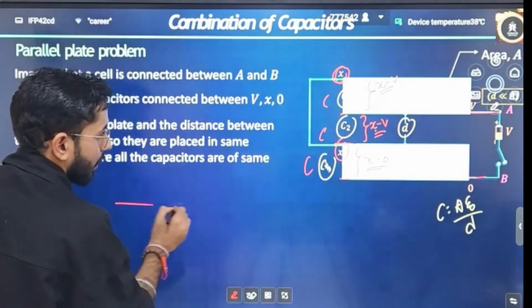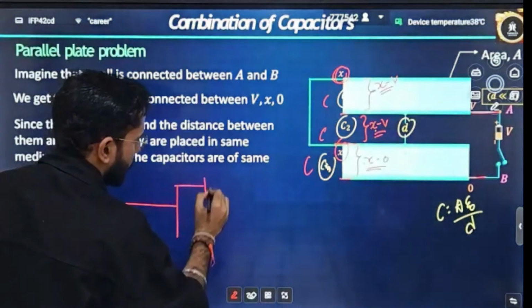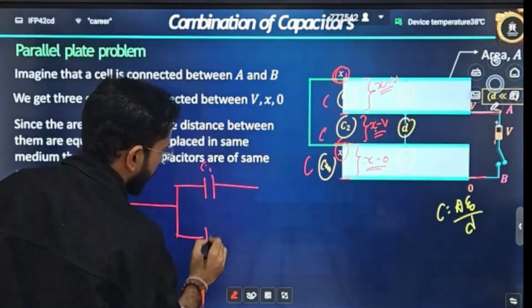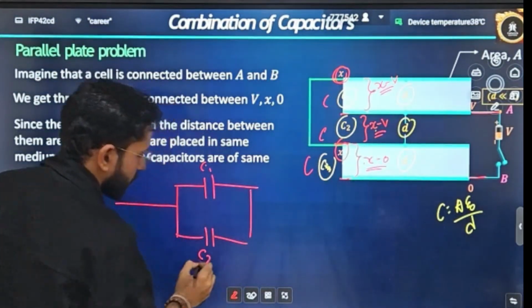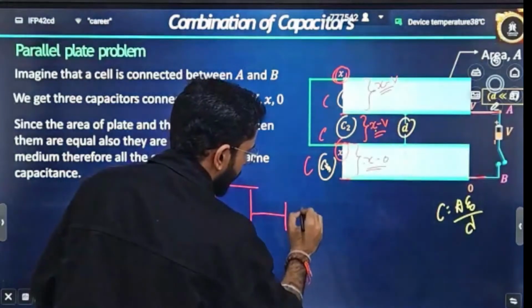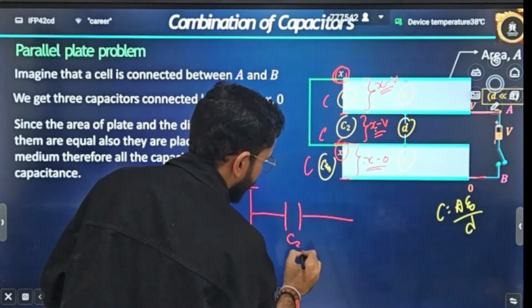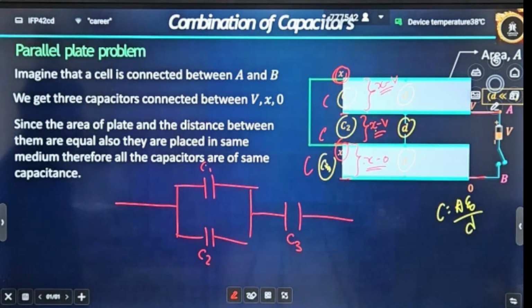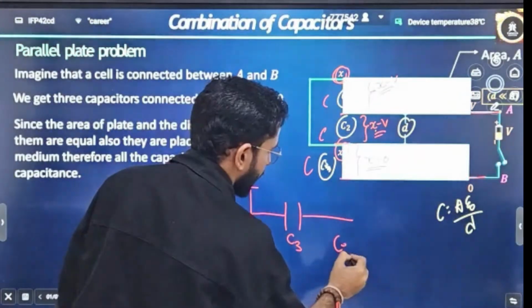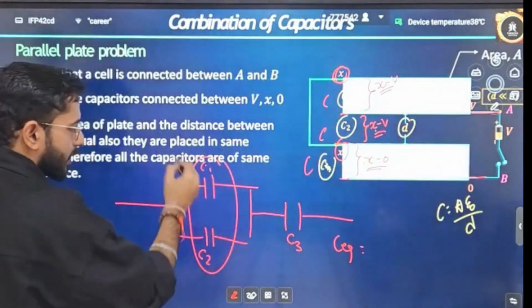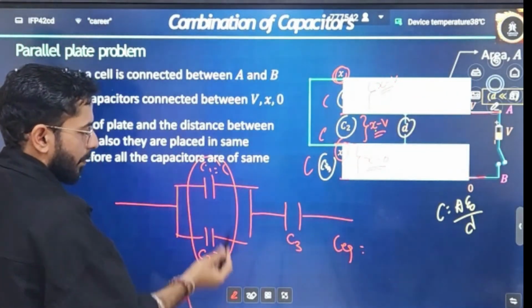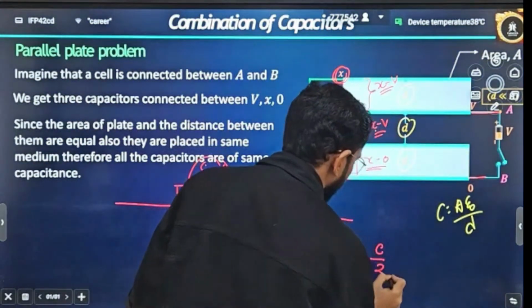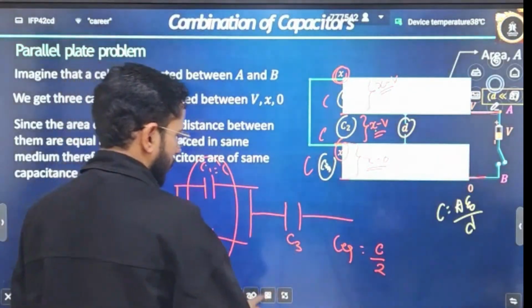What kind of diagram can I make? I will write the first two capacitors, C1 and C2. These two are connected in parallel, and this parallel combination is connected in series with C3. Now tell me, if the magnitudes are the same, what will be the net equivalent capacitance? C equivalent for the parallel combination, same magnitude C, will be for this portion C by 2. And now it will not be C by 2 overall.